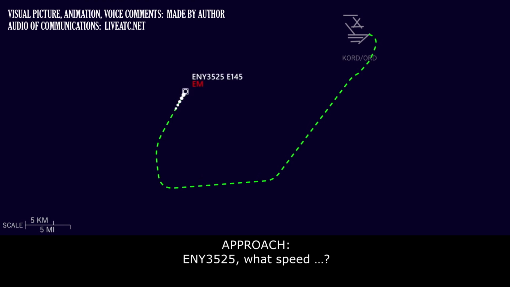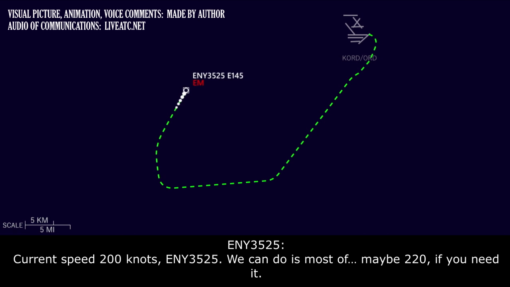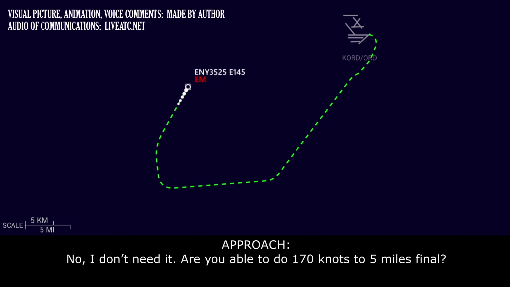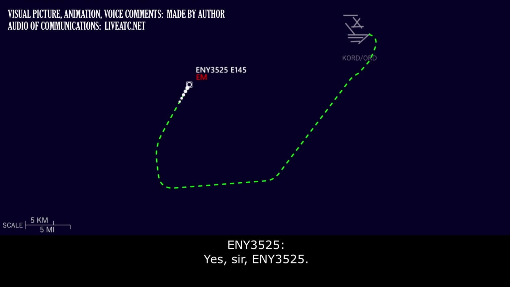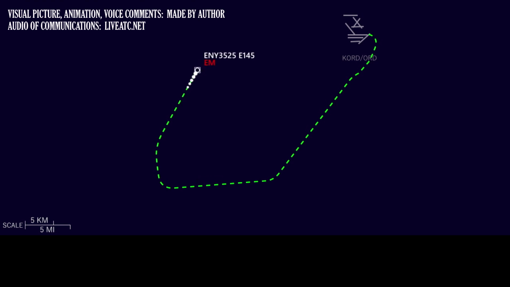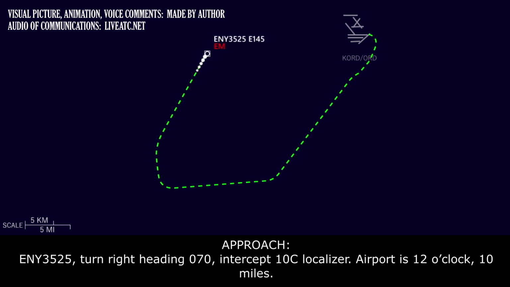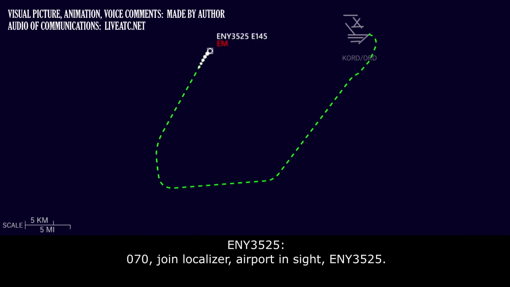Envoy 3525, what speed are you at? Current speed 200 knots, Envoy 3525. What we can do is maybe 220 if you need it. No, I don't need it. Are you going to be able to do 170 for 5 mile final? Yes, sir, Envoy 3525. Thanks. Envoy 3525, turn right heading 070, intercept 10 center localizer. Airport, 12 o'clock, 10 miles. 070, join localizer, airport in sight, Envoy 3525.